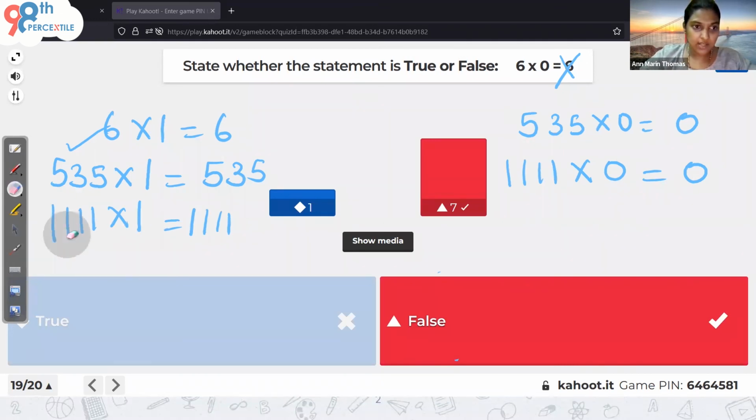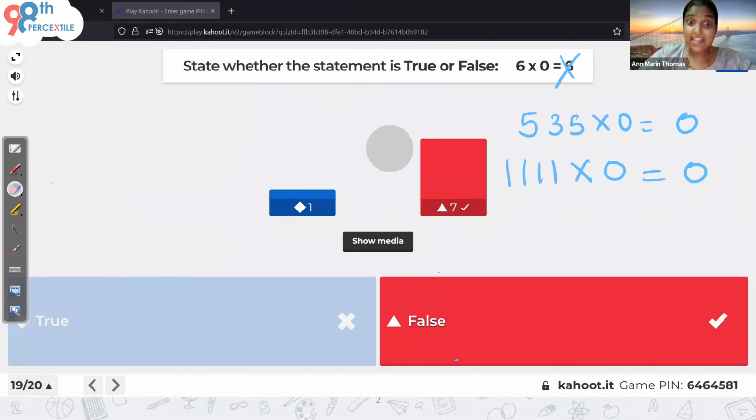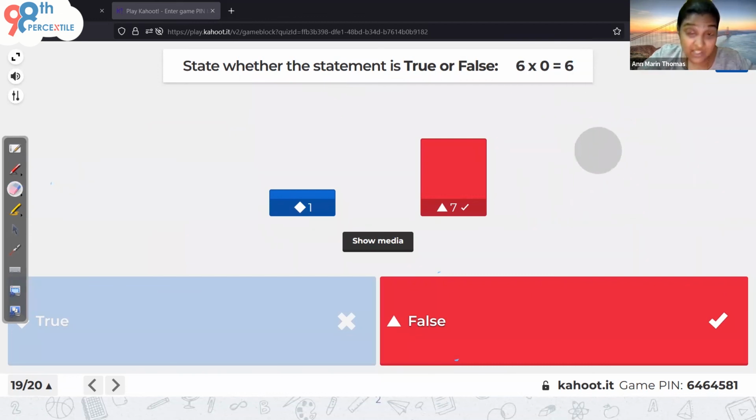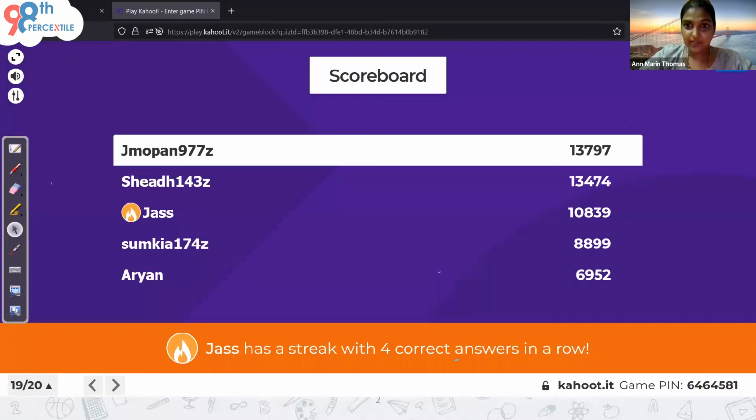Let's go to the next question. And that is the last question for the day. Okay. 3, 2, 1, go. Oh, yeah. The scoreboard. Yes. Shia, excellent. That was very quick. Last moment, you were able to move up. Jazz has 4 correct answers in a row. Excellent, Jazz.